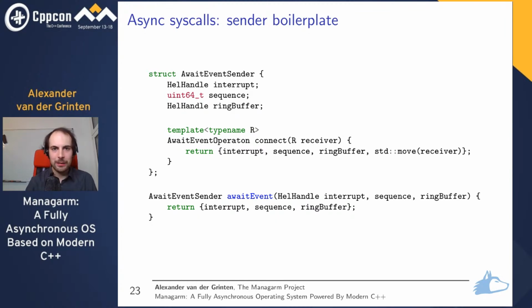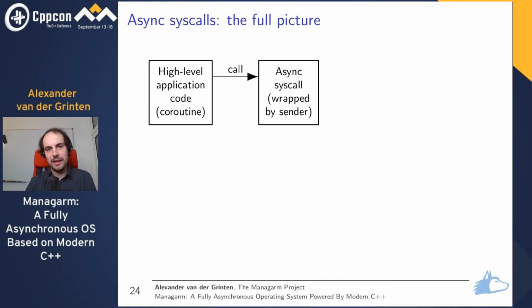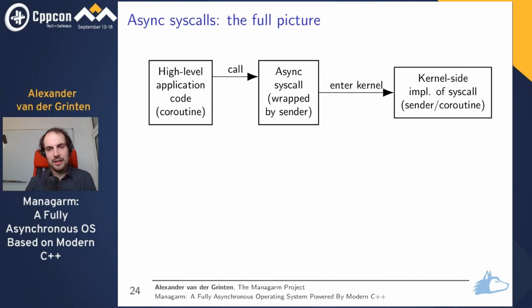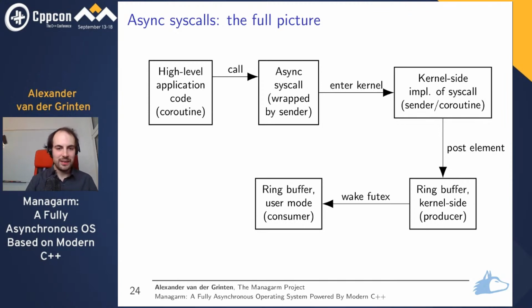And that is how our async syscalls are implemented. Very quickly, the full picture again. The high-level application code calls into the async syscall wrapper, which is a sender, which enters the kernel side of the syscall. The kernel does some work, and at the end posts an element to the ring buffer. Now the kernel wakes user space, wakes the ring buffer code in user space, and that completes the sender, that completes the async syscall, and resumes the high-level coroutine. That's basically how it works.